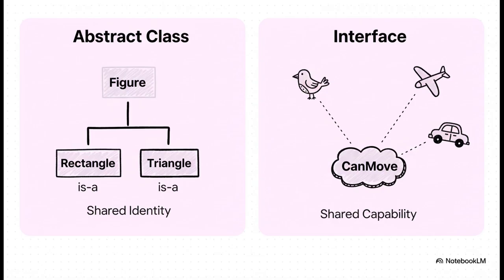Now use an interface when you're defining a shared capability, a can-do relationship. You're describing something an object can do. A bird can fly. A plane can fly. A superhero can fly. See? They aren't related at all, but they all share the same capability. That's what an interface is for, a pure contract of behavior.